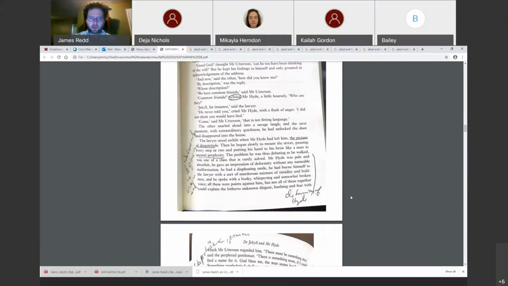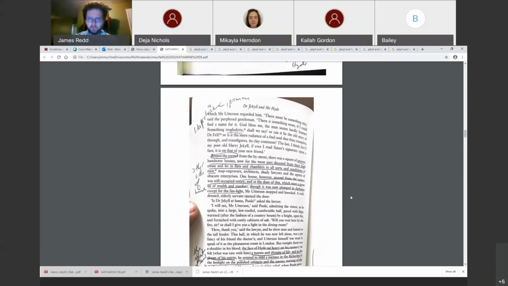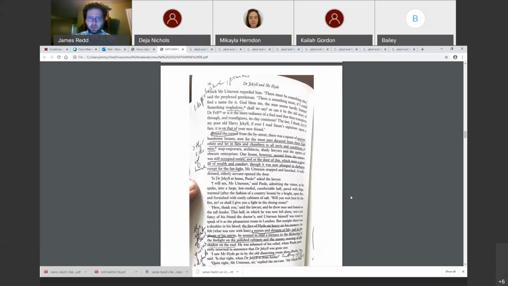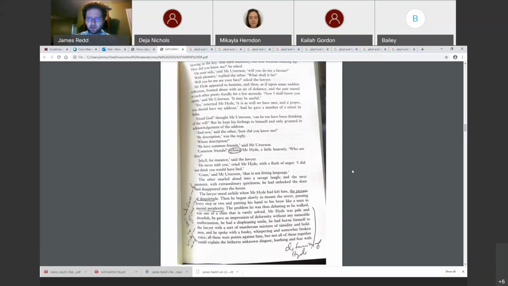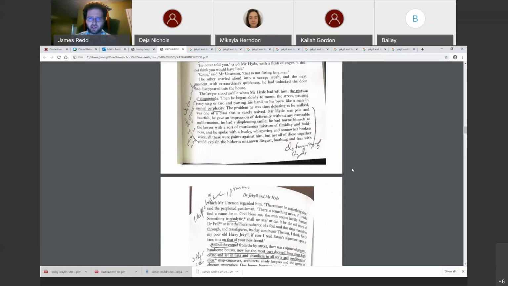Now let's walk forward a little bit from that. Utterson goes out to meet Hyde and has an encounter with him and starts describing what he looked like, on pages 15 and 16. If you're talking about Hyde on the quiz, pages 15 through 16 have some description of him. He's deformed, a picture of disquietude. Has a murderous mixture of timidity and boldness, speaks with a husky whispering and somewhat broken voice.